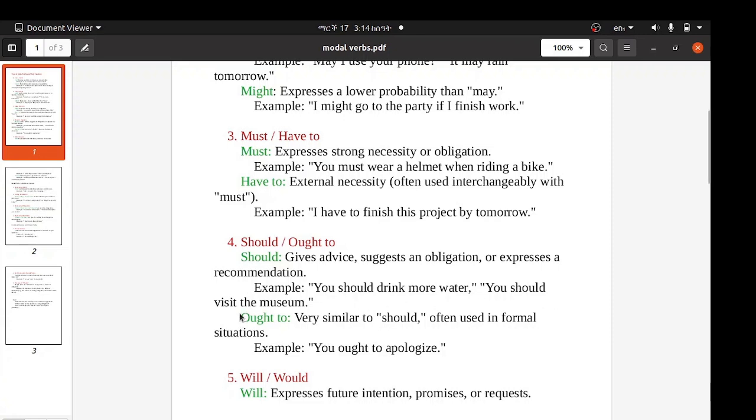The other one is ought to. It is very similar to should, often used in formal situations. For example, you are to apologize. This is very similar to should. So we can use them interchangeably.